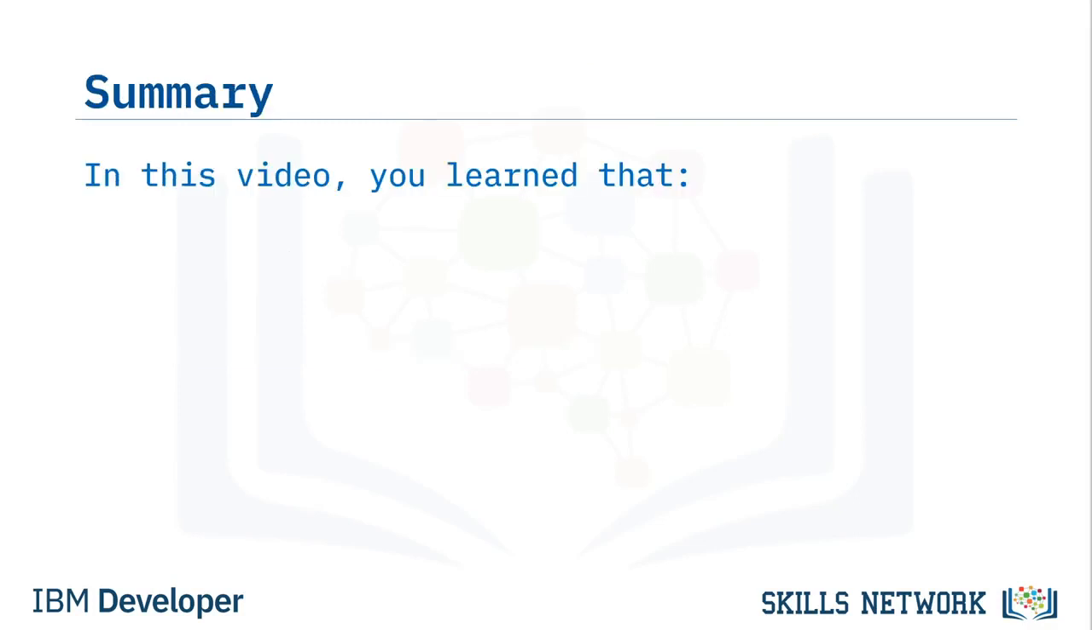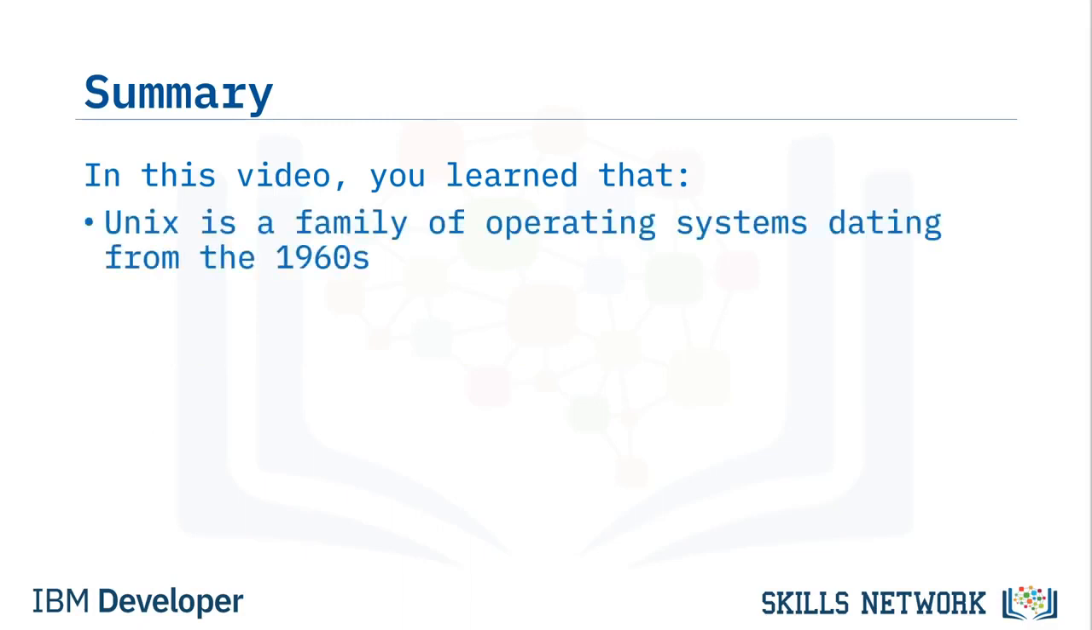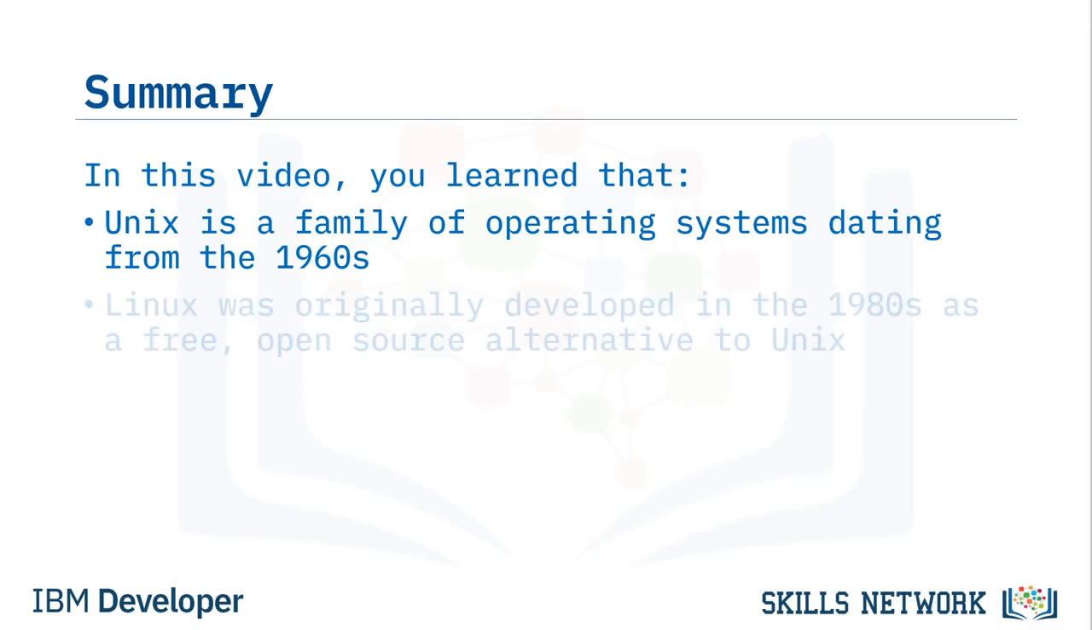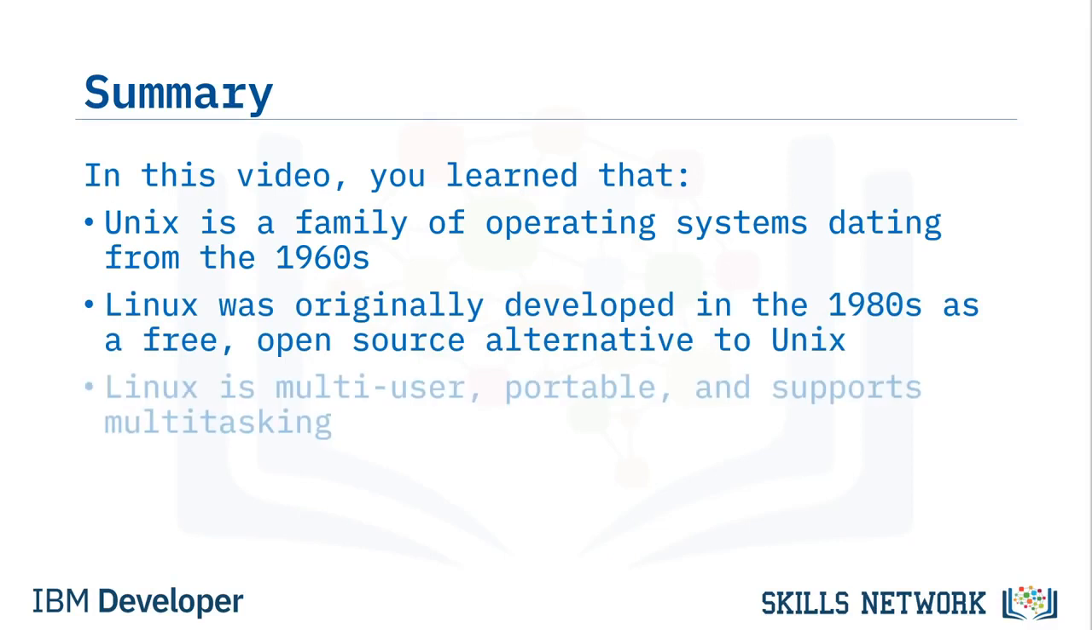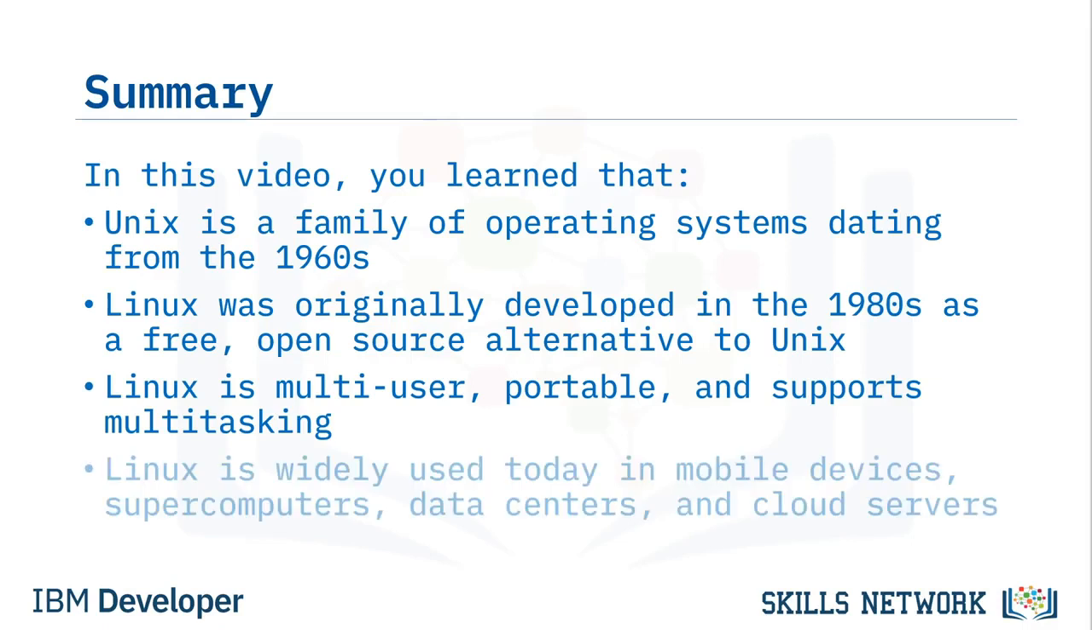In this video, you learned that Unix is a family of operating systems dating from the 1960s. Linux was originally developed in the 1980s as a free open-source alternative to Unix. Linux is multi-user, portable, and supports multitasking. And Linux is widely used today in mobile devices, supercomputers, data centers, and cloud servers.